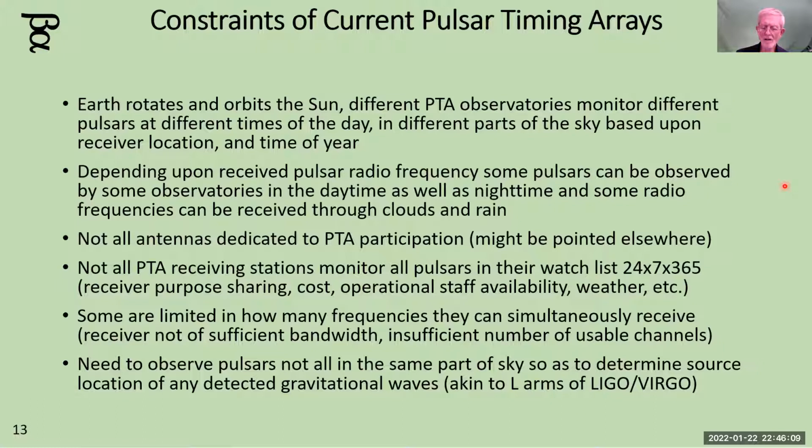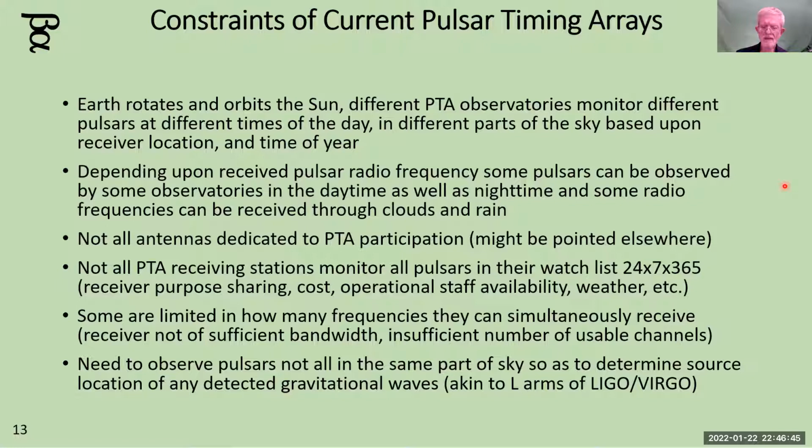So not all stations can monitor 24/7, 365. You have to evaluate what's the cost of sharing, what's the operational staff availability, and for some of them, what's the weather like at that time. Some are limited by how many frequencies, how many channels they can simultaneously receive. So while Green Bank might be able to pick up 50 pulsars simultaneously from a location in the sky, Jodrell Bank might only be able to pick up 3.